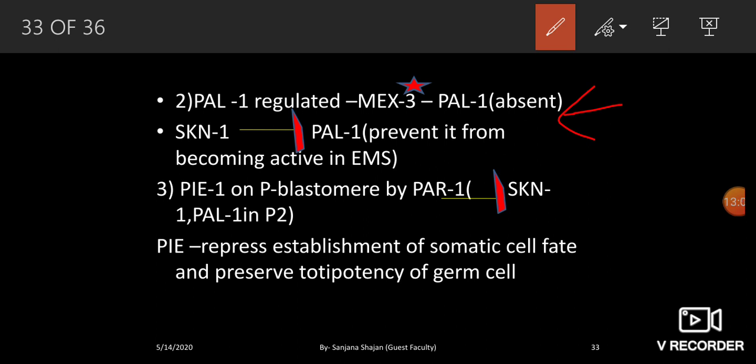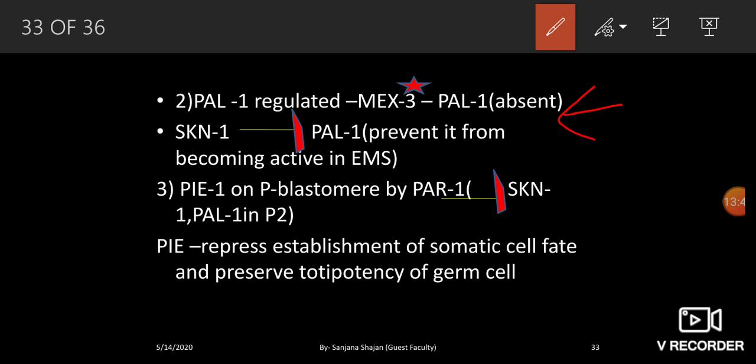And then you also have SKN1. SKN1 will go and inhibit PAL1 and prevent it from becoming active in the EMS cells. And coming to the third transcriptional factor, which is PIE1, it is important for the germ cell fate. PIE1 is placed on the P blastomeres through the action of the PAR1 protein, and when it is kept by PAR1, it will go and inhibit SKN1 and PAL1 in P2 as well as the germ cells.